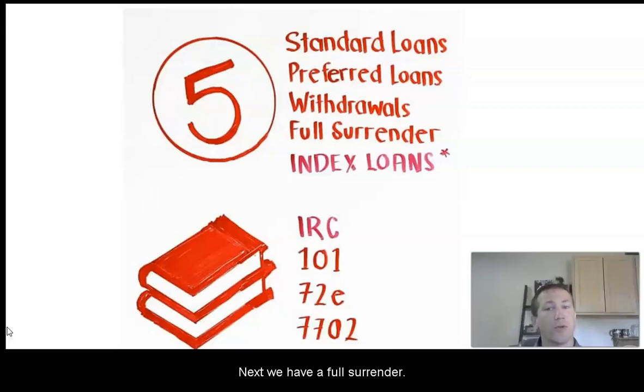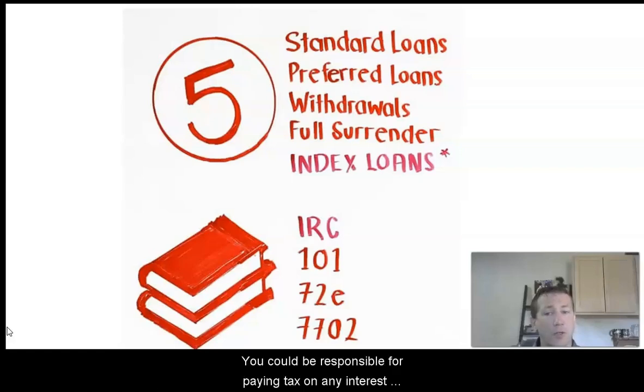Next, we have a full surrender. Of course, if you need to walk away from your policy, you can. There may be some tax implications. You could be responsible for paying tax on any interest that you earn inside the contract above the basis. But again, if you need the money, it's there. You can absolutely walk away.